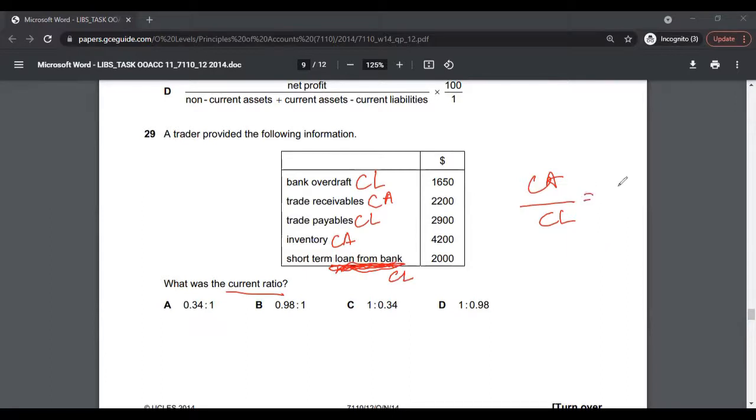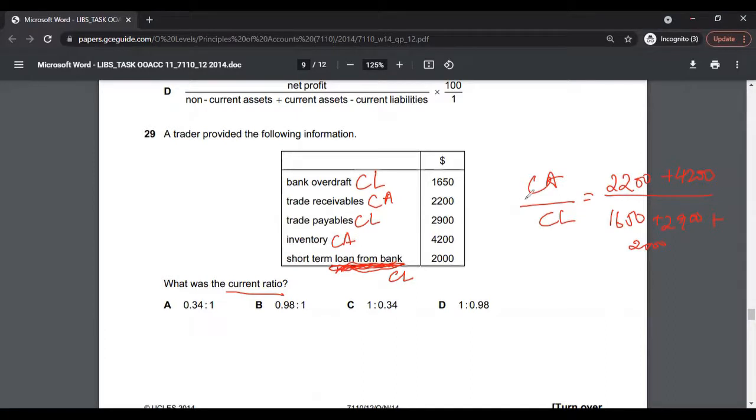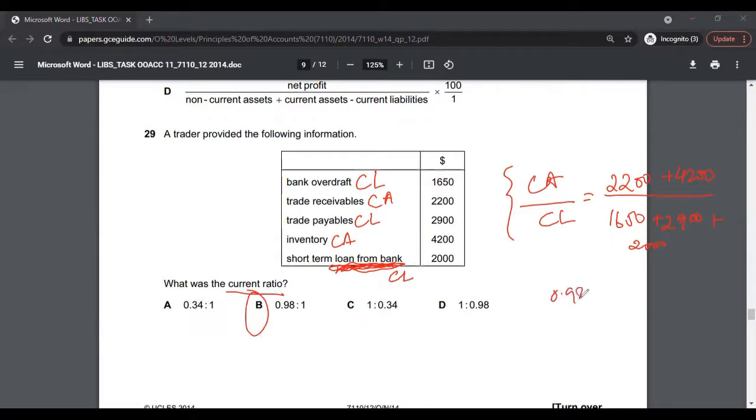So total of current assets would be 2200 plus 4200, and then you will divide it by 1650 plus 2900 plus the 2000. If you do the maths in here, if you solve this by yourself, the answer to multiple choice 29 would be option B, 0.98:1.